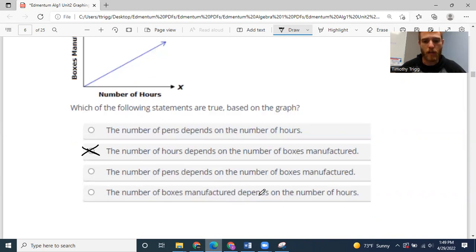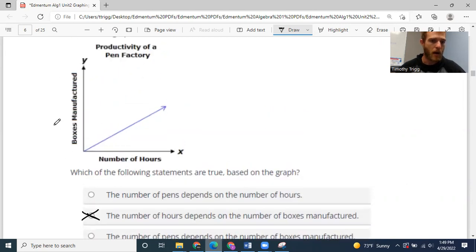The number of boxes manufactured depends on the number of hours. That's what I would say, right? The number of boxes manufactured depends on the number of hours.